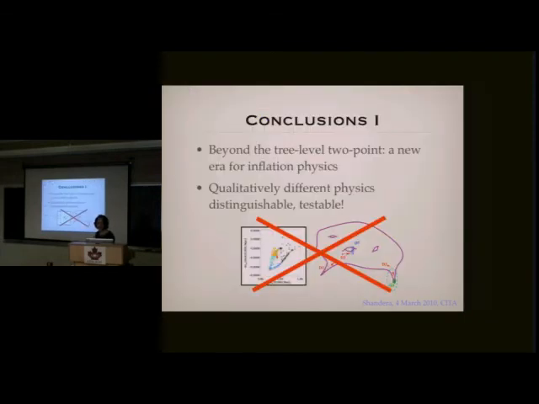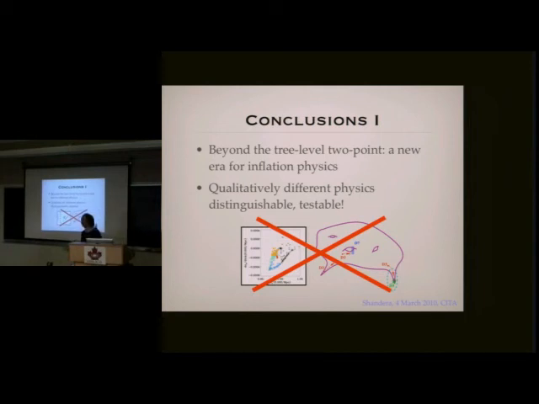Okay, so basically my conclusions are that moving into this new era of inflation, beyond this tree level power spectrum, it's really a whole new thing, because there are so many interesting things that you can do once you start trying to calculate beyond the power spectrum. And if you want, Louis tomorrow will talk about another theoretically very interesting thing that happens as you start to do these calculations. But what really matters is that you can take crazy toy models like this and you can rule them out, right?